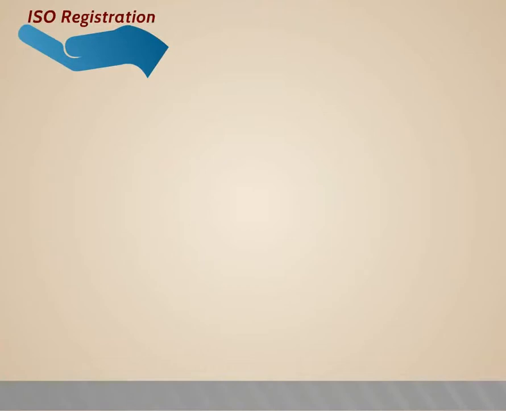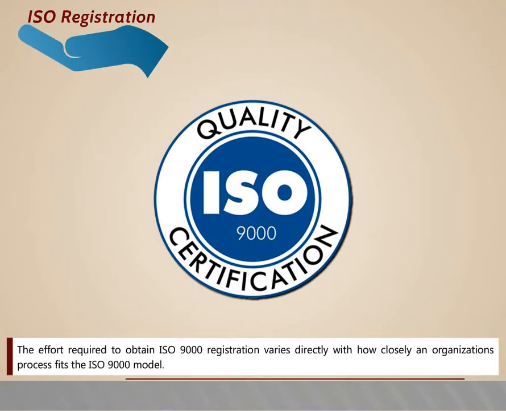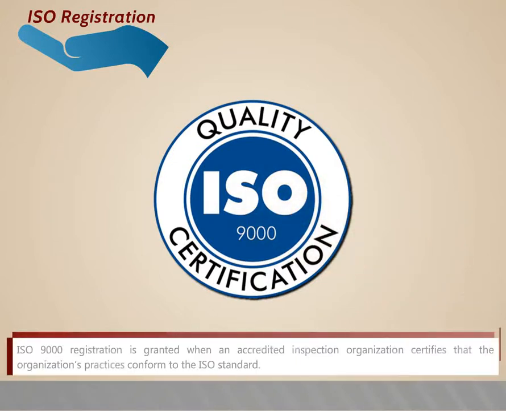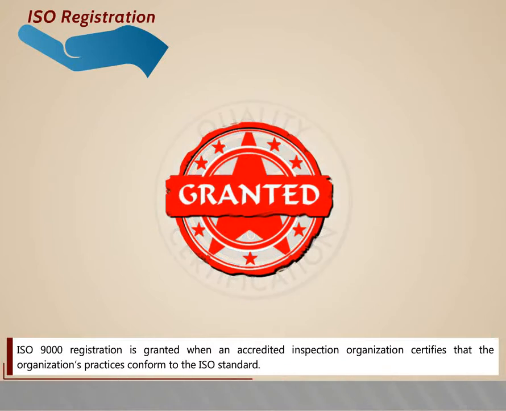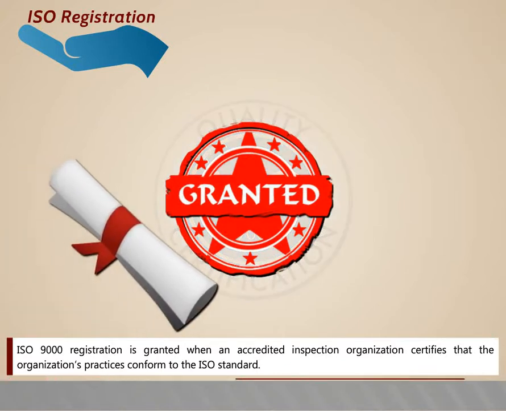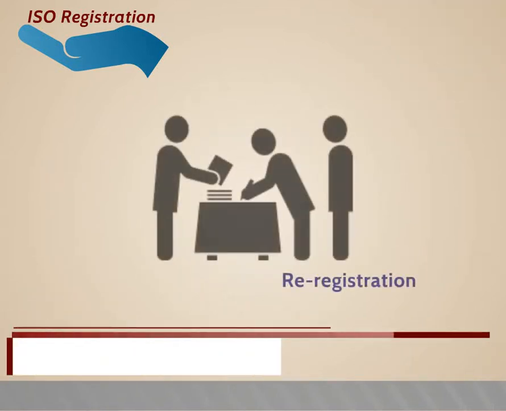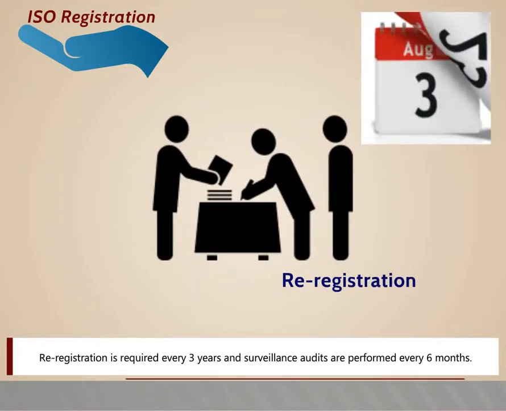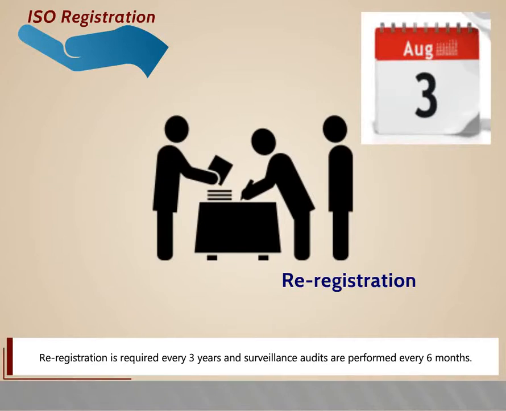ISO registration. The effort required to obtain ISO 9000 registration varies directly with how closely an organization's process fits the ISO 9000 model. ISO 9000 registration is granted when an accredited inspection organization certifies that the organization's practices conform to the ISO standard. Re-registration is required every 3 years and surveillance audits are performed every 6 months.